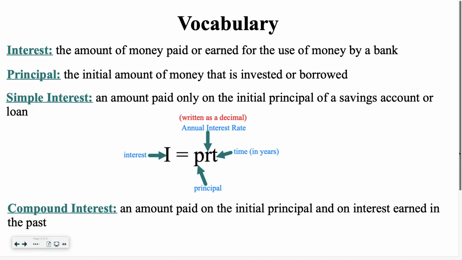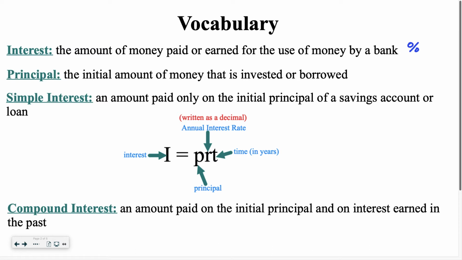So, interest is the amount of money paid or earned for the use of money by a bank. Interest is typically referred to as interest rates, and it's associated with a percentage, and I'll teach you how to solve for interest a little bit later. Principal is the amount of money that is invested or borrowed. That's always going to be your starting amount. If you would rather just write principal, starting amount, that is fine with me. You don't have to write down that big long sentence.